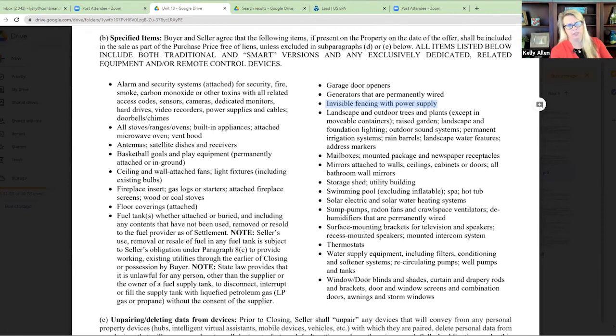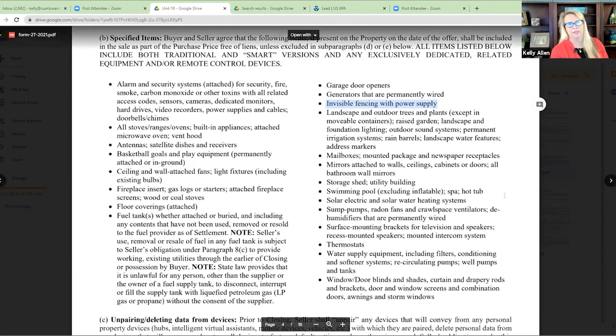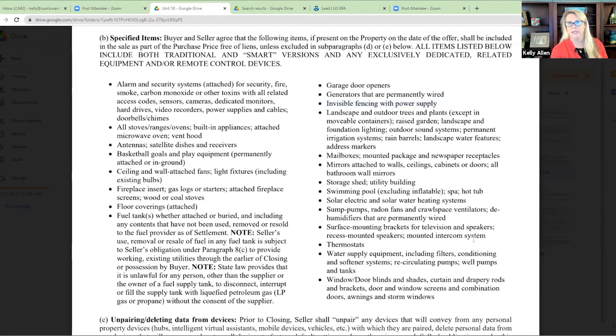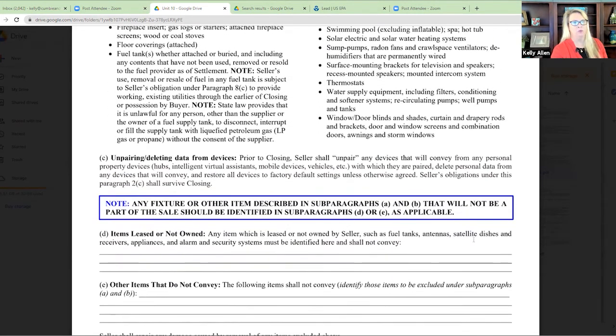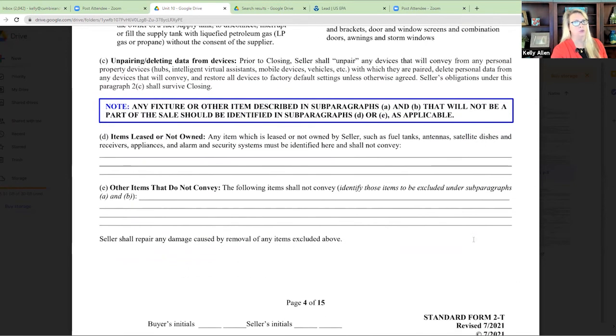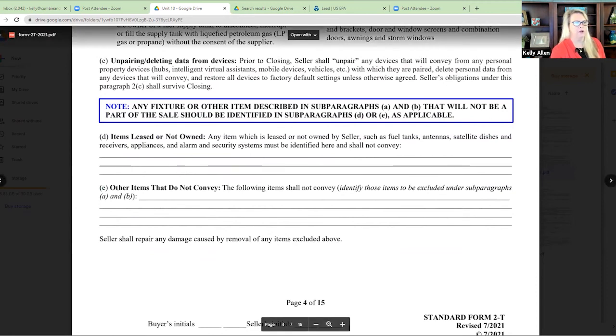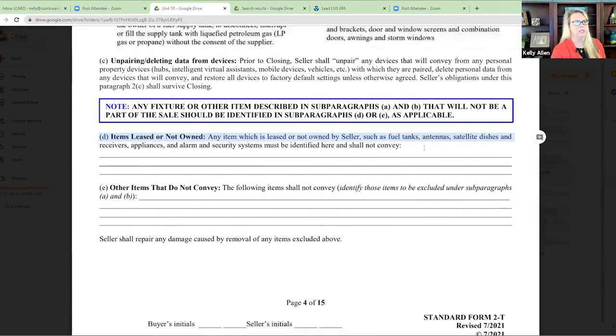So you just want to take a cursory glance over all of those items. Do note that the same list does exist in the listing agreement. So when you take a listing, you will go over this list with your seller as well. And the seller will decide at that time, is there anything on this list they don't want to sell with the property? And that would go here under letter E, items that do not convey. So if the homeowner really wanted to keep those dog collars, they would list that item in under letter E. Now, I skipped letter D on purpose. Okay, so items that are leased or not owned, which might include fuel tanks, antennas, satellite dishes, receivers, appliances, so on and so forth, will be listed in that area as well.